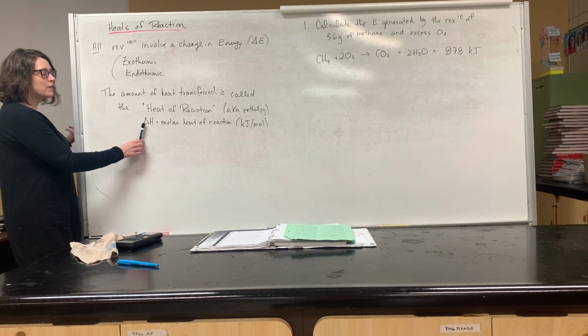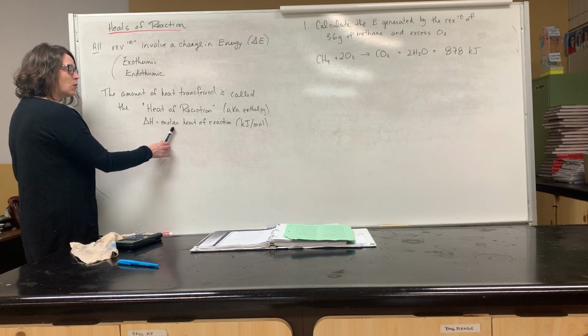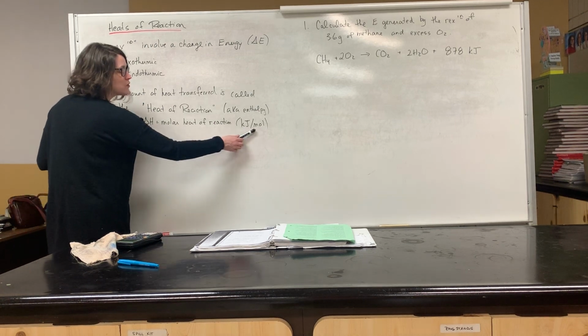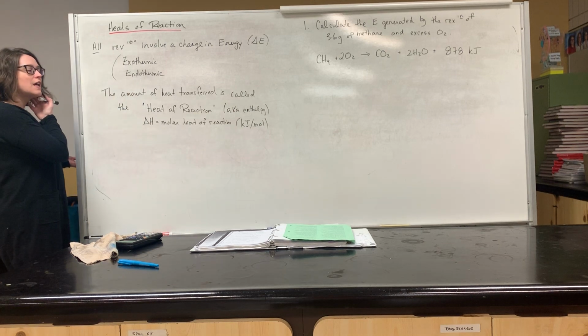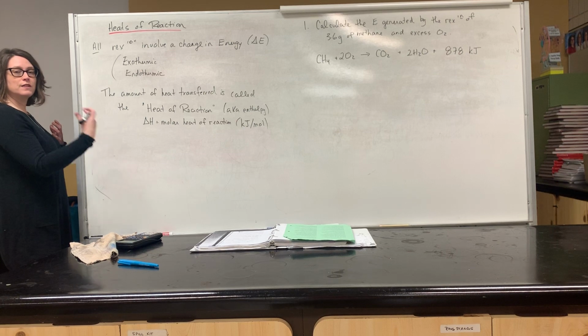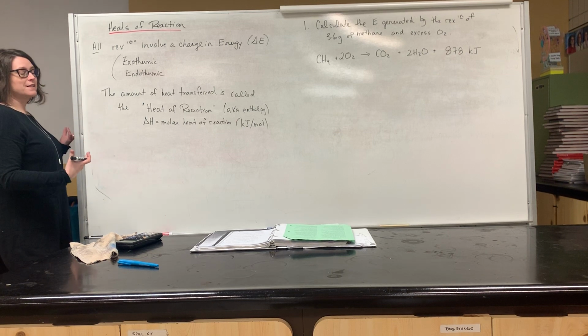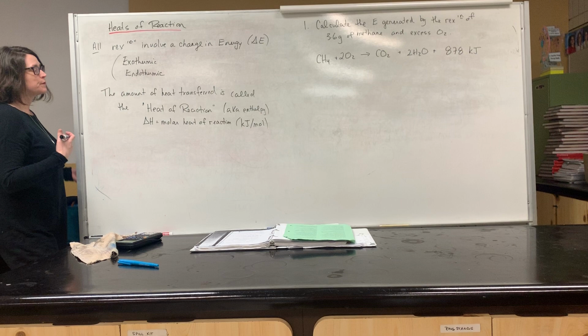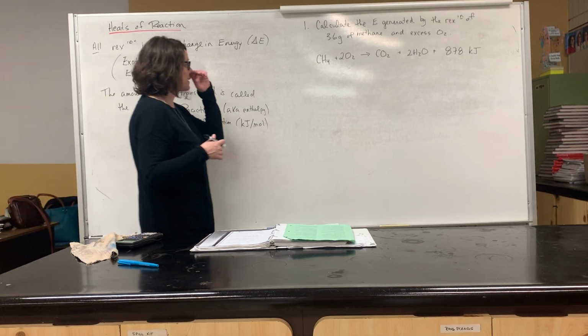The enthalpy, or the delta H, is called the molar heat of reaction. This would be kilojoules per mole. There's a certain amount of heat that's either absorbed or released on a per mole basis, so it's factored into a mole ratio. We're going to work through an example here.